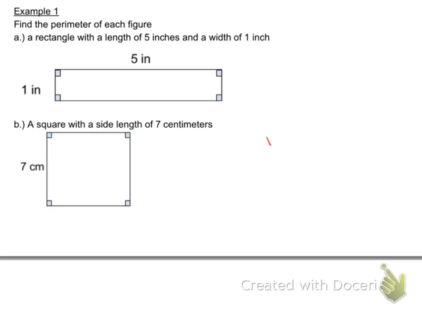So example 1 says find the perimeter of each figure. I got 2 of them on the board here. We have a rectangle with a length of 5 inches and a width of 1 inch. So first of all, I want to write down the formula, because if I want to use a formula, I'm going to write it down. What's the formula for perimeter of a rectangle again? Kathy, go ahead. 2a plus 2b, or a plus b plus a plus b.